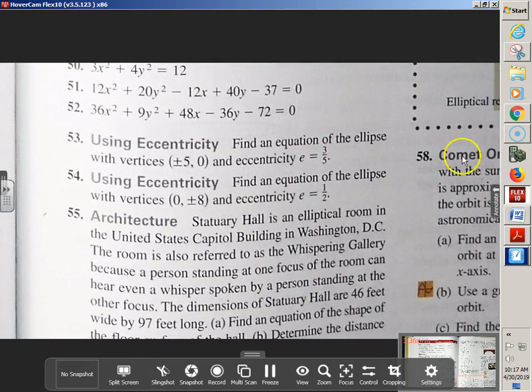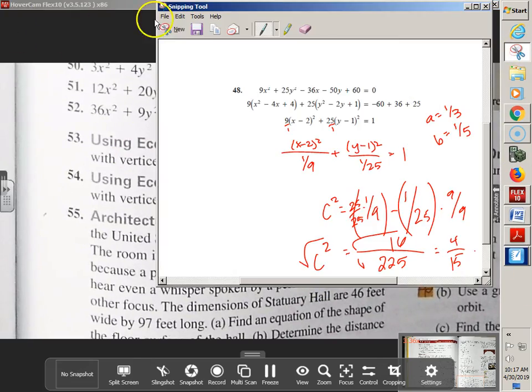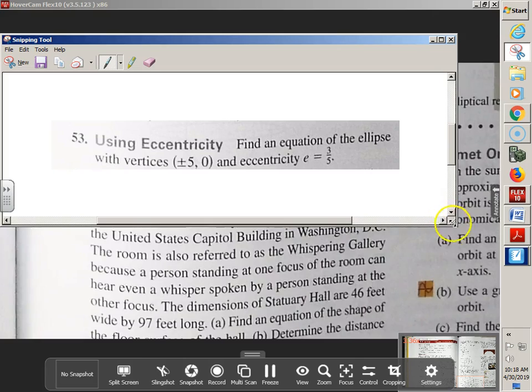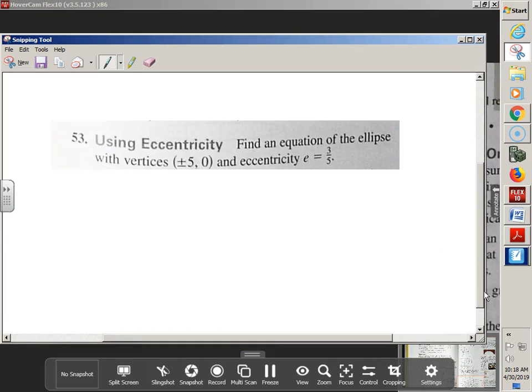But yeah, Lauren, those were actually exactly the type I was looking for. Thank you. 53. We can peek at 54 real fast as to why it's harder, but not for long. Yeah, this one was actually kind of nice. Vertices.